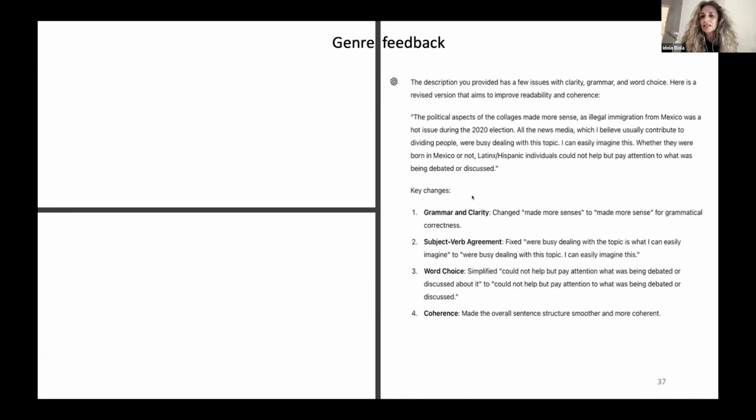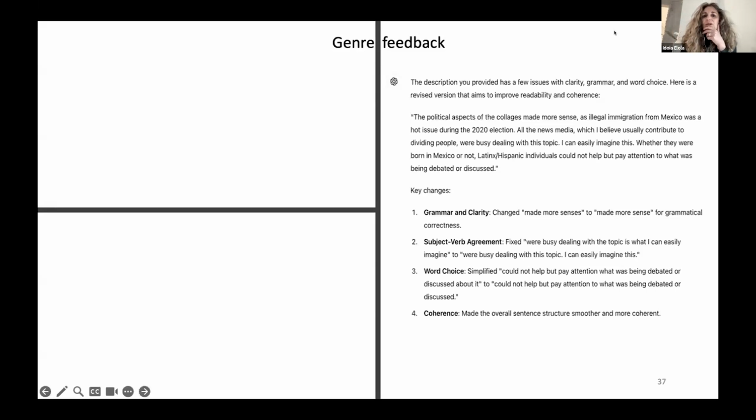So ChatGPT said that the description you provided has a few issues with clarity, grammar, and word choice, and it provides how ChatGPT would see a better description. And it shows the key changes: grammar, clarity, subject-verb agreement, word choice, coherence. So it's giving some idea of what could improve as a genre.